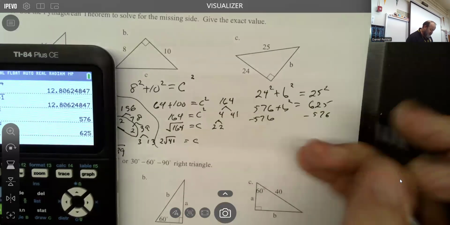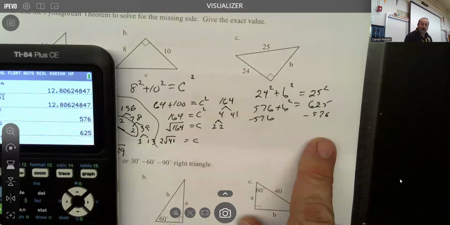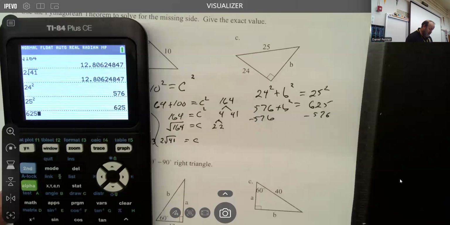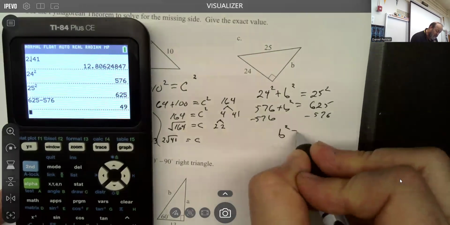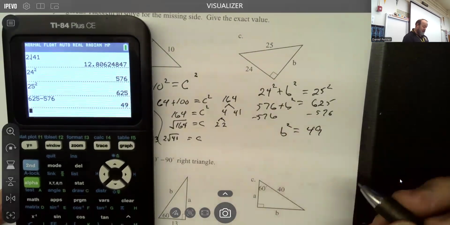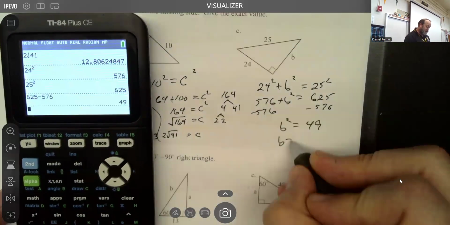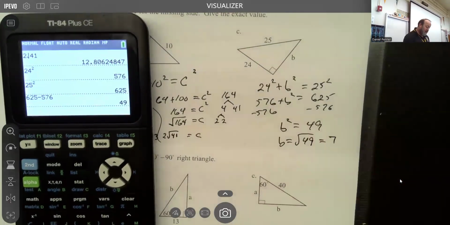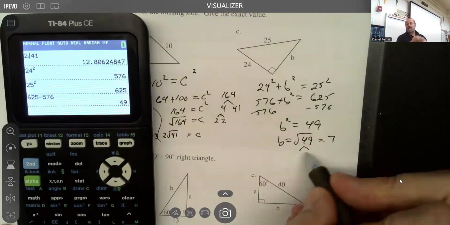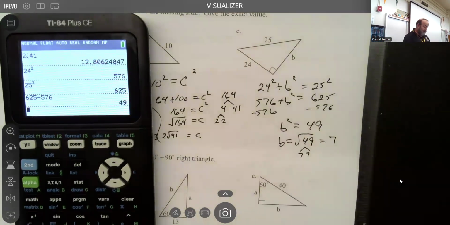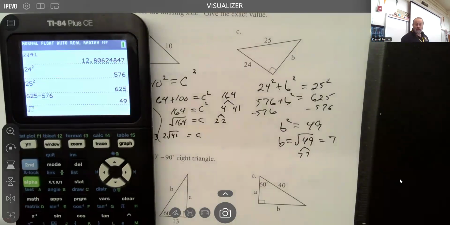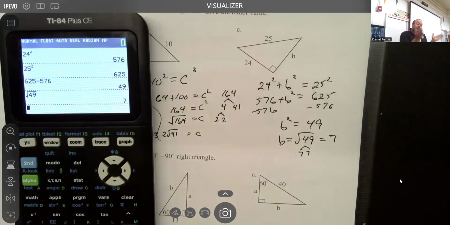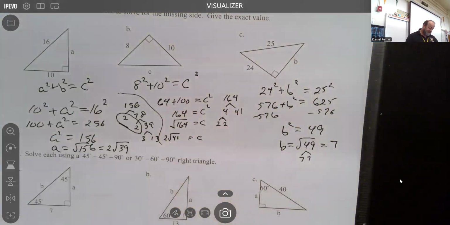But let's see, if I take 625 and I subtract 576, I got b squared is 49. Oh, that's actually kind of nice because when I go to take the square root of both sides, well, that's just 7. Now, when we talked about playing Go Fish, 49 is a couple of sevens, but there's nothing left in my hand. The square root of 49 is, in fact, 7. There's no root left. And I can write it perfectly because it was a perfect square. And we're done with that.